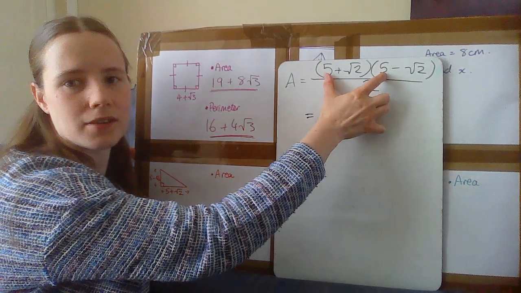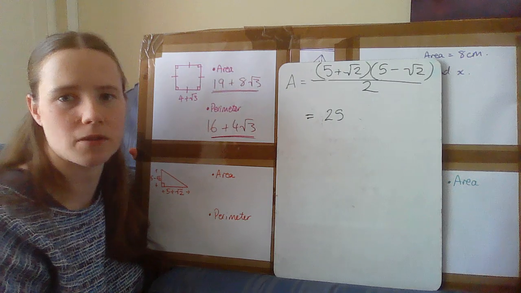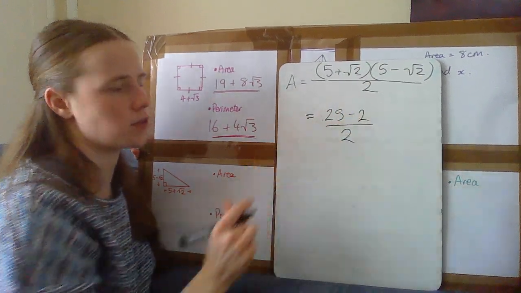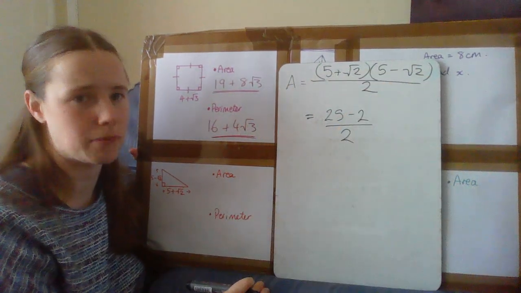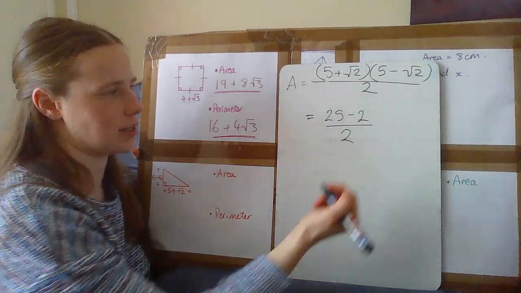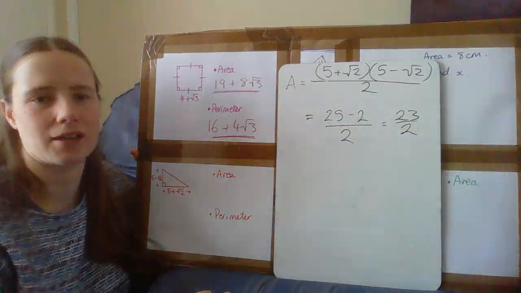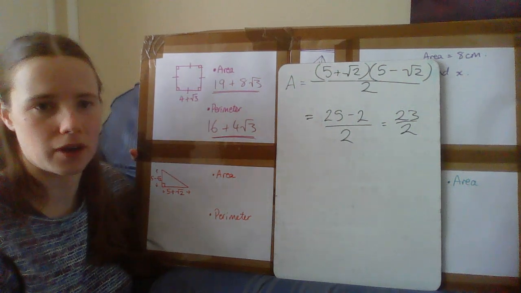The first bit squared is 25. The second bit squared is 2. And it's all divided by 2. If you did expand it out and simplify step by step, you would still get to the same thing on the top, so that's absolutely fine. But we get 23 over 2. So that has an area of 23 over 2, or 11.5.